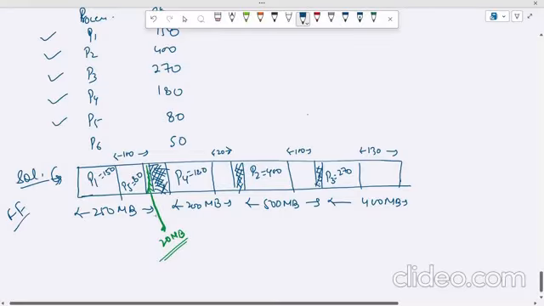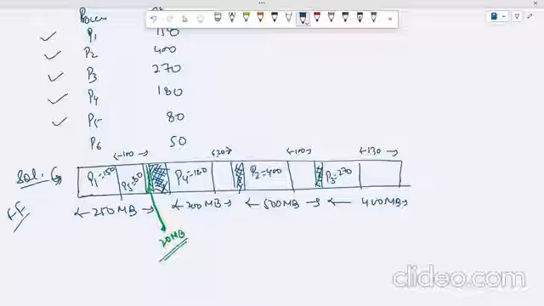P6, 20 MB of space left, we cannot put it here. And the second block, we have 20 MB left, we cannot put P6 in this block as well. And the third block, we have 100 MB of space and P6 needs 50. So definitely P6 gets this space. So we filled this with P6. Now the space left is 50 MB. And we completed all the processes.